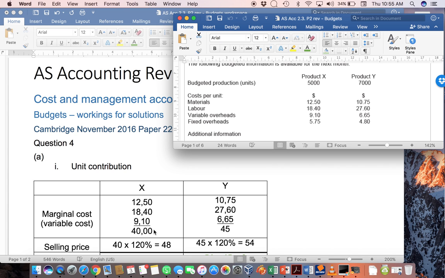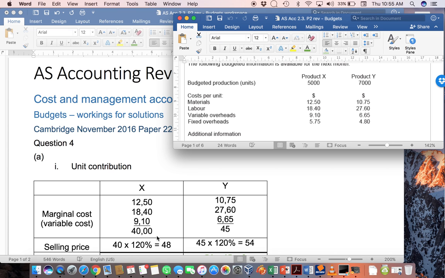In other words, for product X, there will always be a cost of $40 per unit, no matter how many you make. If you do the same for Y, you will see that you get a marginal or variable cost of $45. Once you know what the costs are, you can then work out what the selling price should be.